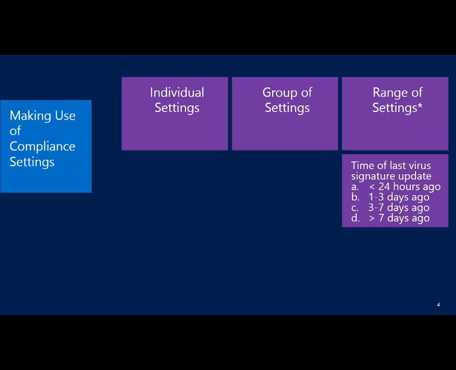Again, compliance settings, the way we think of it, we expect all of the checks on a different configuration item to pass in order for a system to be compliant. If you are using something like this, there's no way all 4 of these will pass, right? There's no way that a system can have the virus signatures updated within 24 hours and also have them updated within 3 to 7 days ago. It just doesn't work that way, right?